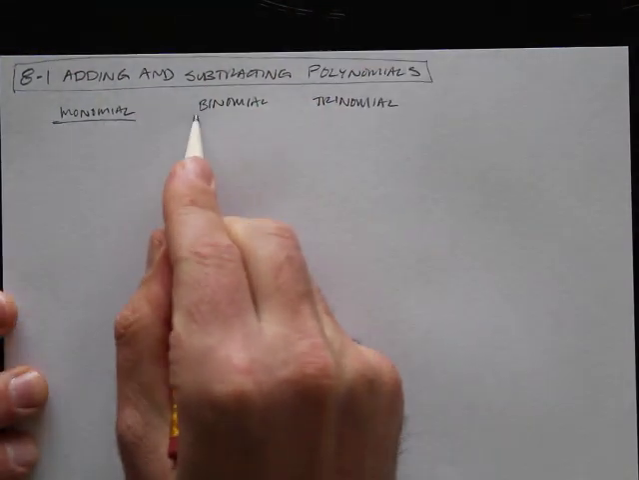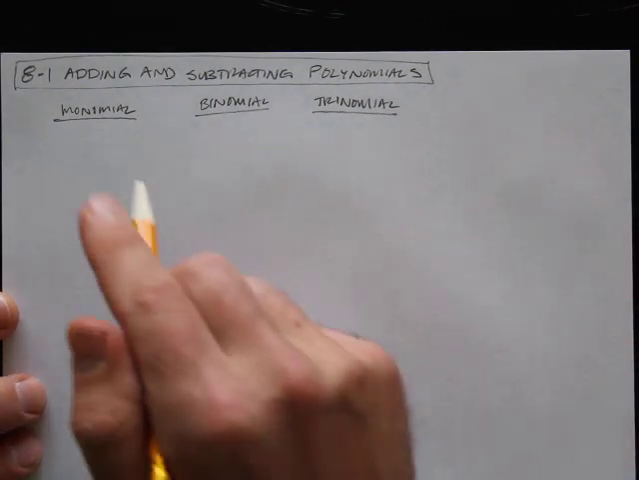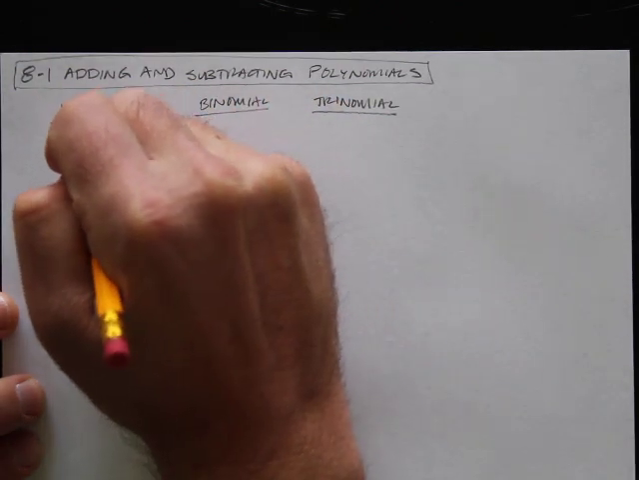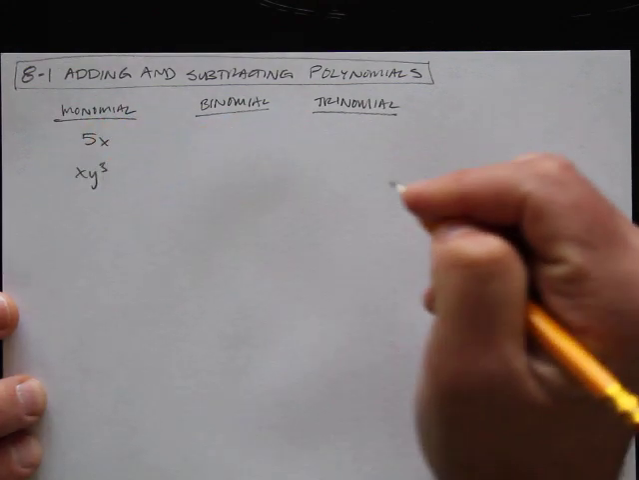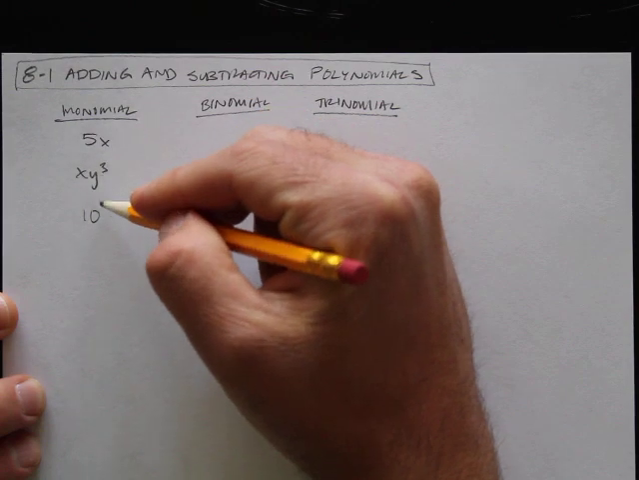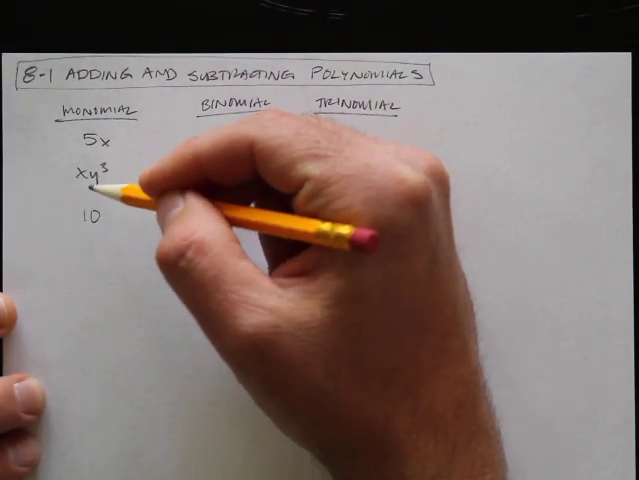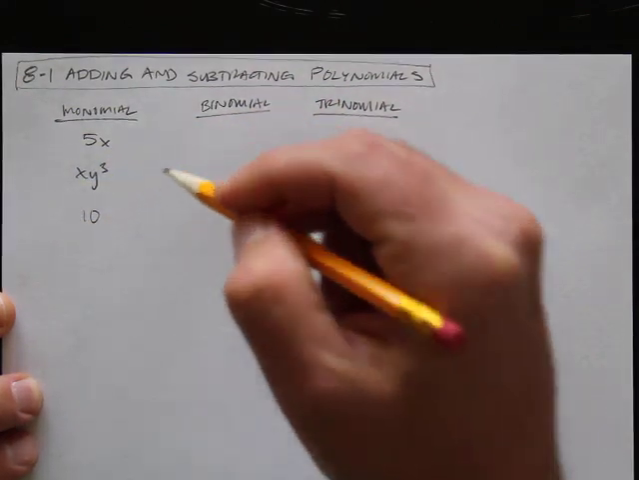So we're going to look at what each of these terms means. A monomial, here I'm just going to show you some examples. One is 5x, x times y cubed, and 10. These are all monomials. Notice there's nothing being added or subtracted from any of these. These are just one term each.